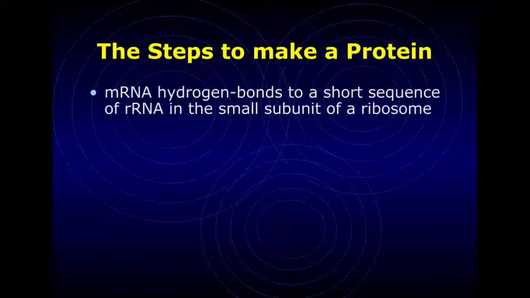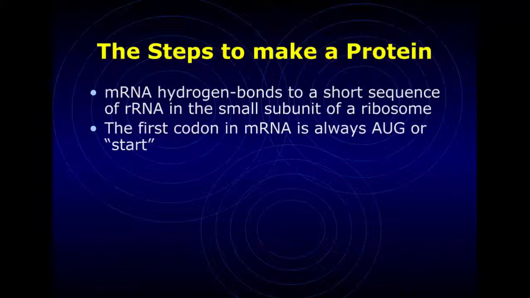So the first thing we have is messenger RNA, and that's the transcript, and it hydrogen bonds to a short sequence of ribosomal RNA in the small subunit of the ribosome. So remember, a ribosome is made of two subunits. It's made out of RNA, which means it has exposed bases. Well, there's a section of the messenger RNA transcript that attracts a certain section of RNA bases in the small subunit of the ribosome, and they hydrogen bond together, kind of hold each other in place.